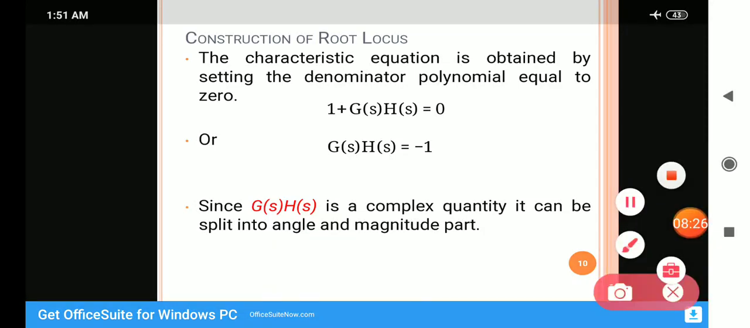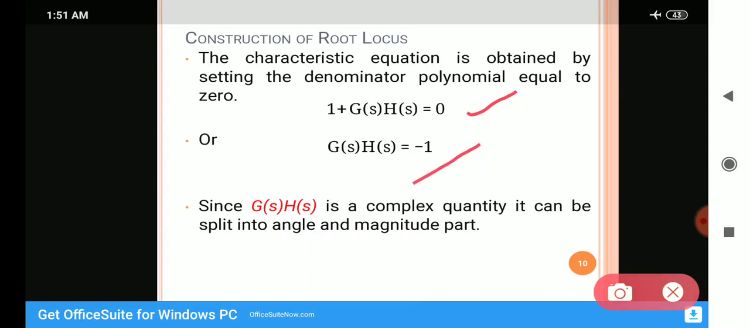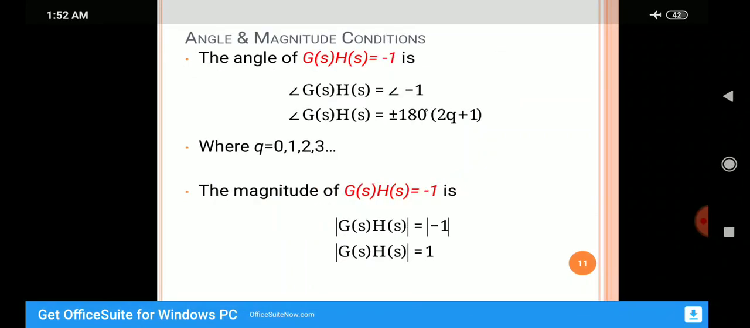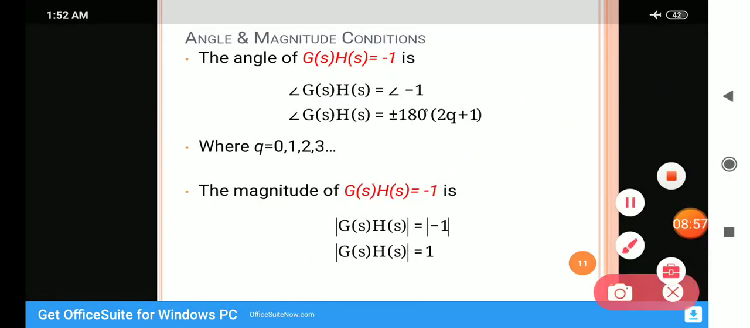Now what is the characteristic equation? It is the denominator polynomial, which is 1 plus G of s into H of s equal to 0. So when you bring the 1 to the other side, I get G of s into H of s equal to minus 1. As you know, G of s and H of s are in the S domain and s is a complex quantity. So for any value of s, G of s into H of s is a complex value. This complex value is always minus 1.